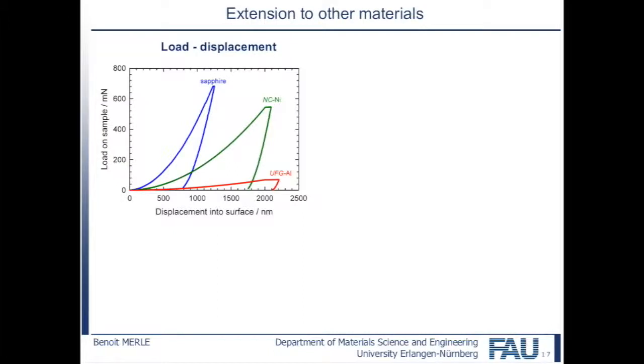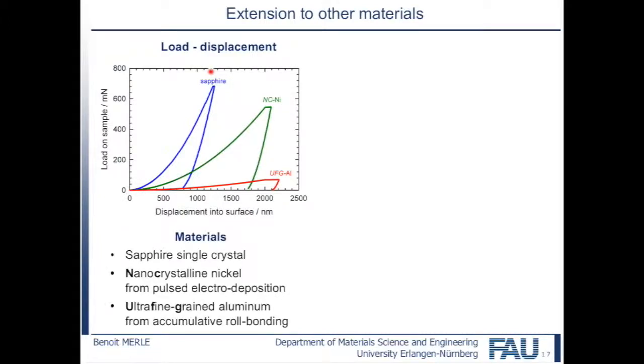We applied the new method to different materials. We took sapphire, which is a common reference material for nanoindentation because it doesn't show any pileup. We took nanocrystalline nickel and ultrafine grained aluminum because they have grain sizes that are small compared to the indentation depth. So the materials can be considered as behaving microscopically isotropically. However, both showed some creep during the whole segment.